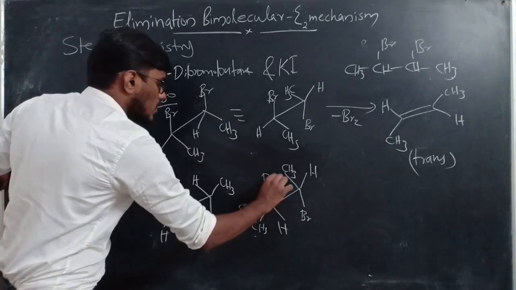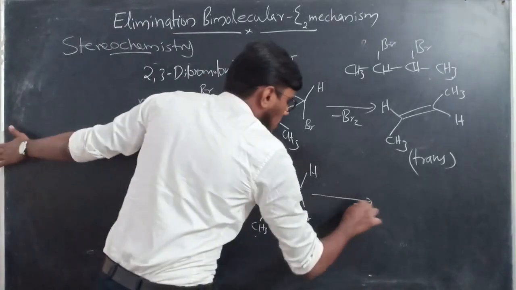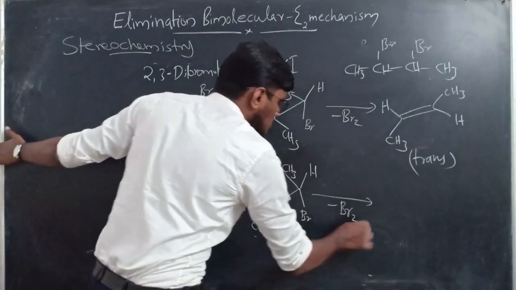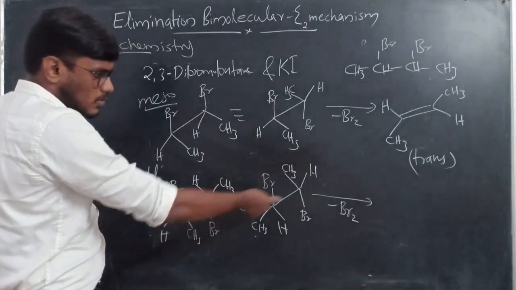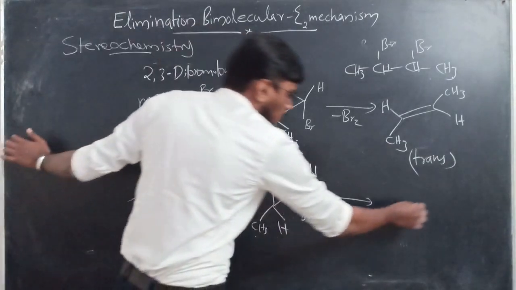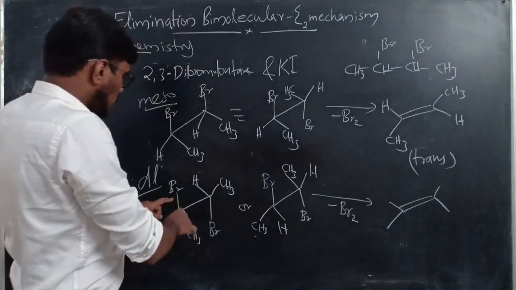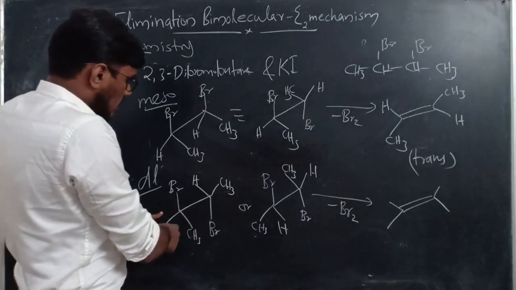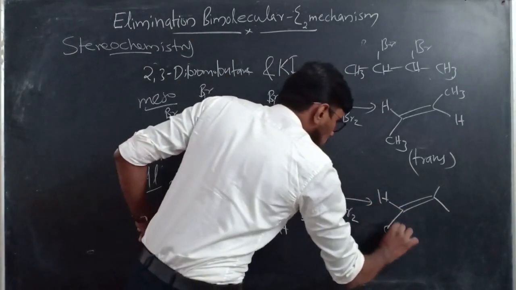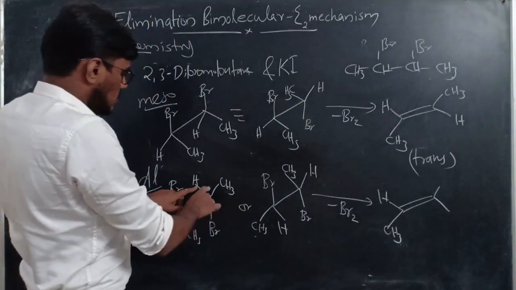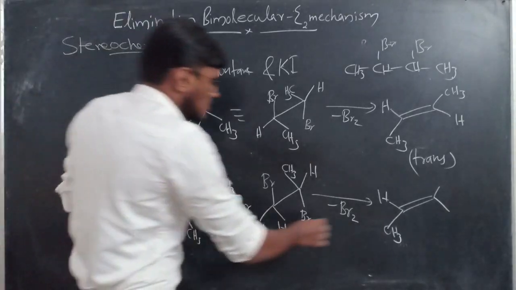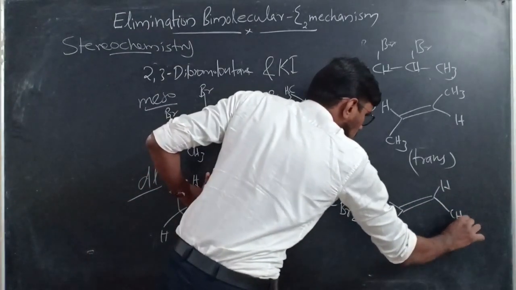Here Br, and similarly elimination takes place from either of these two compounds, minus Br2. What will be the product? We are getting an alkene with a configuration. We are checking: this Br goes out, and H here, CH3 here, and here this Br goes out and H is here, CH3 is here.